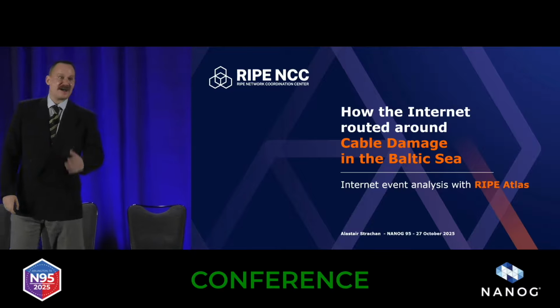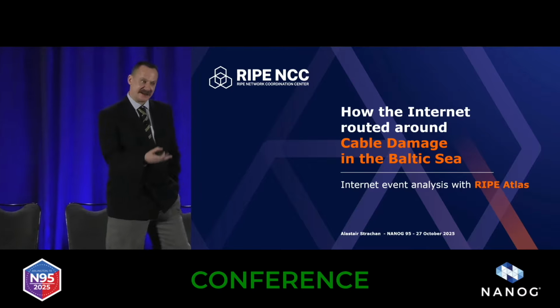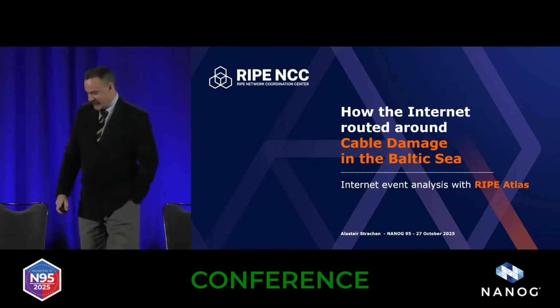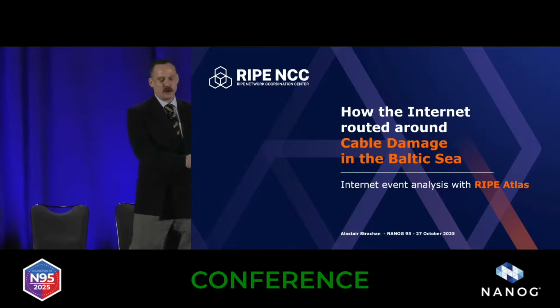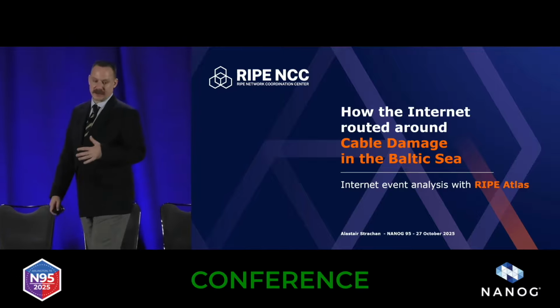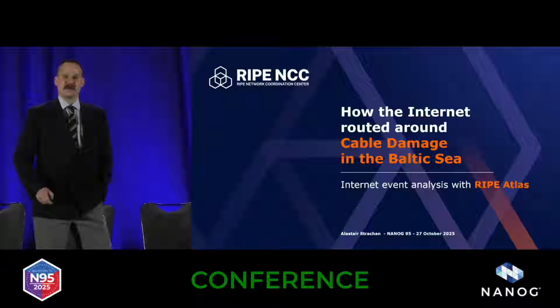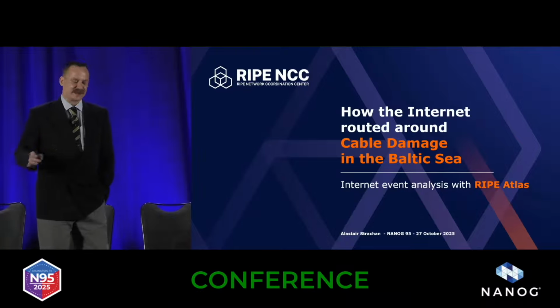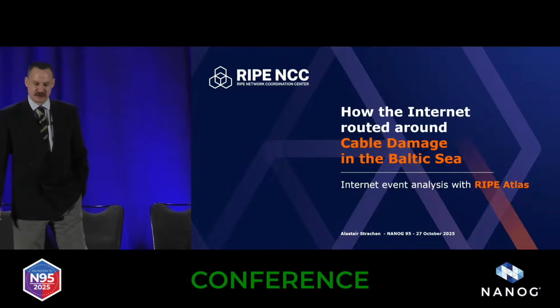But good afternoon, everyone. My name is Alistair Strachan. I work at the RIPE NCC as one of the community development officers. Today, I'm here to talk about something that is a little out of my normal remit. We're going to be talking about cable damage that occurred towards the end of last year and how the internet routed around this damage that took place.